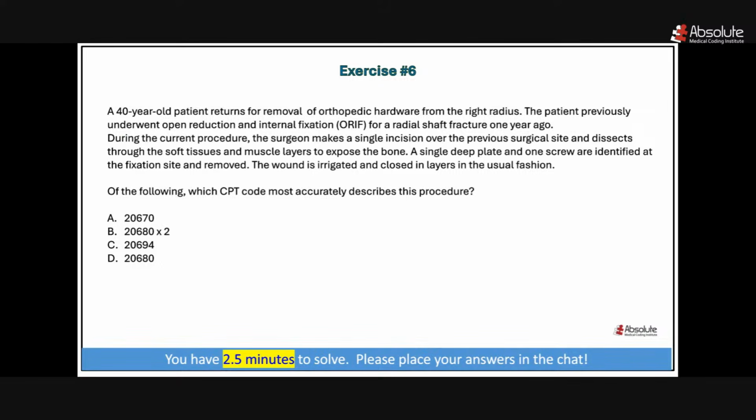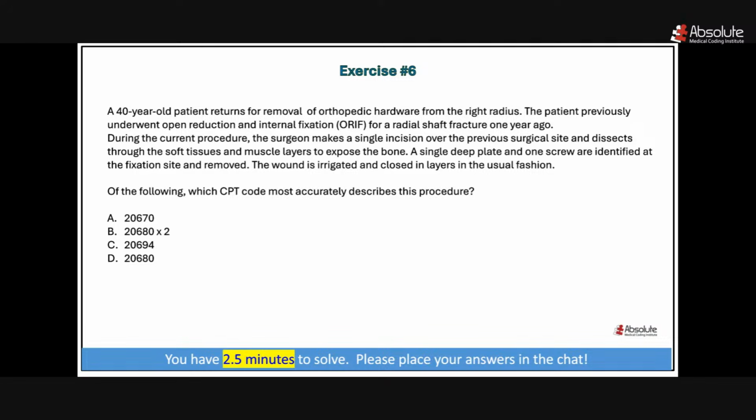Here we go. Exercise number 6. Which CPT code most accurately describes the procedure? Option A 20670, option B 20680 times 2, option C 20694, option D 20680. A 40-year-old patient returns for removal of orthopedic hardware from the right radius. Patient previously underwent open reduction and internal fixation for a radial shaft fracture 1 year ago.